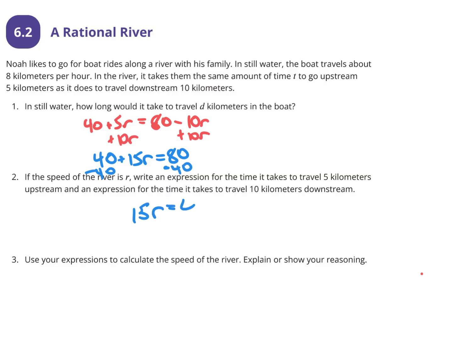15r equals 40. If I divide this by 15, I'm going to leave the answer as a fraction. I am going to divide 5 out. I get 8 over 3, which is what? 2 2/3. So r is about 8/3 kilometers per hour. And you can get the decimal if you want, but I'm going to just leave it like this.